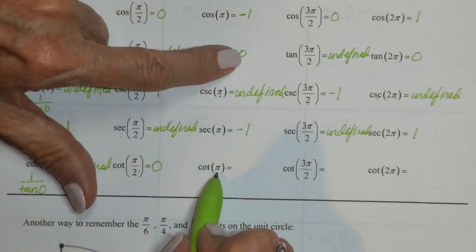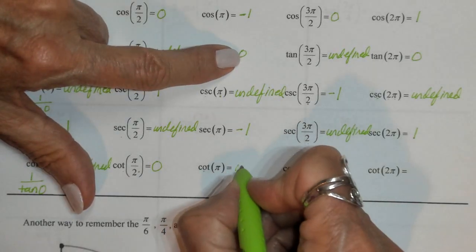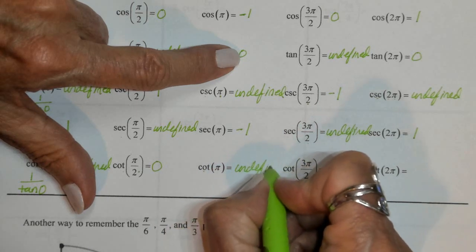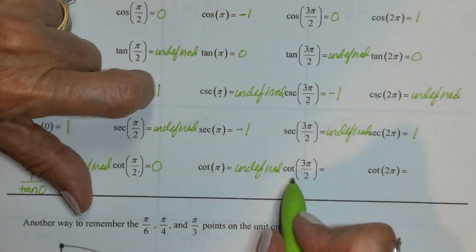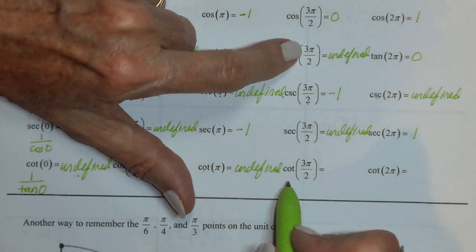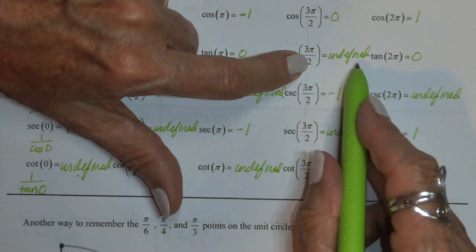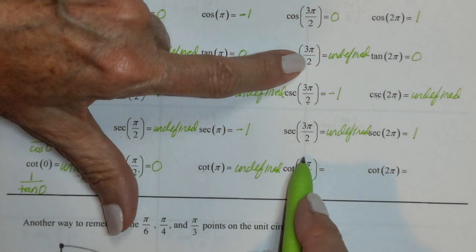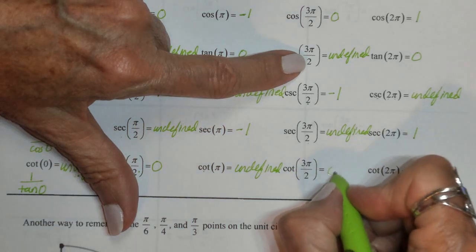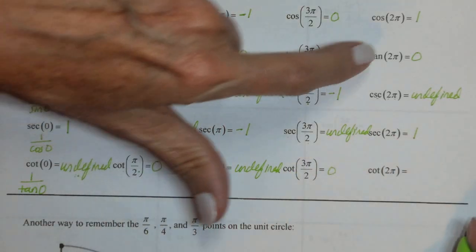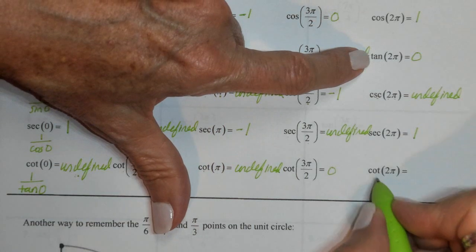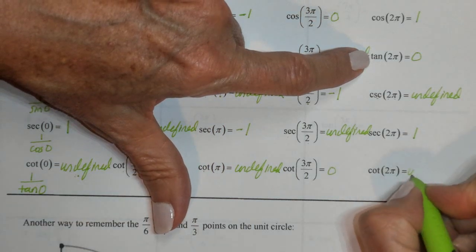So cotangent of pi, tangent of pi was 0, so cotangent of pi is undefined. Tangent of 3 pi over 2 is undefined, so cotangent of 3 pi over 2 is 0. Tangent of 2 pi is 0, so cotangent of 2 pi is undefined.